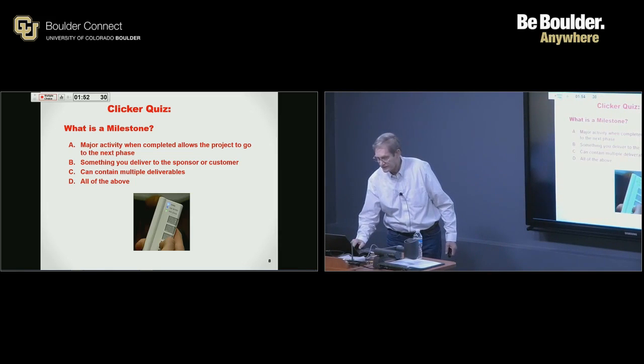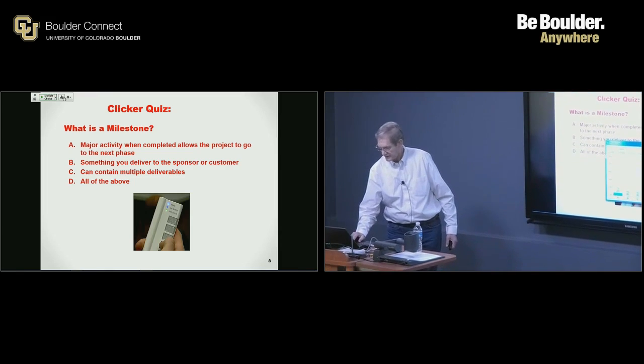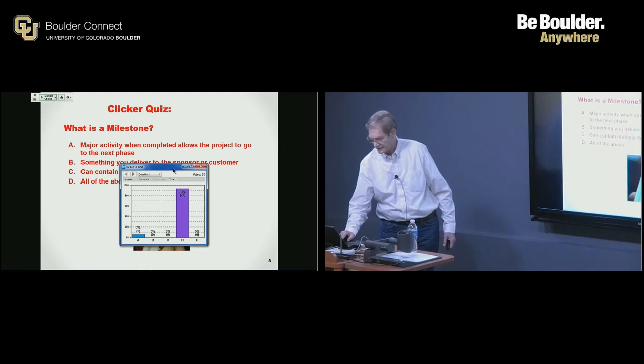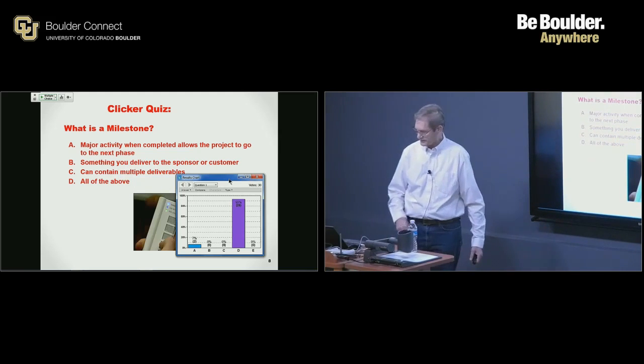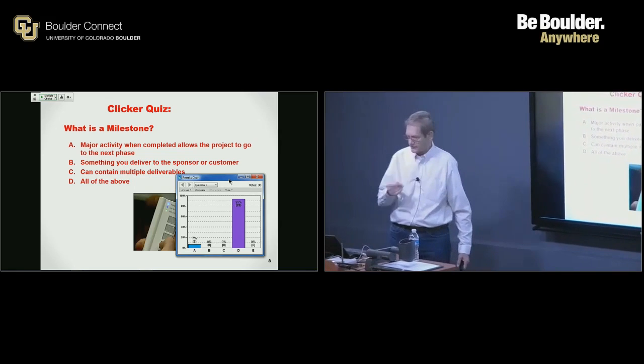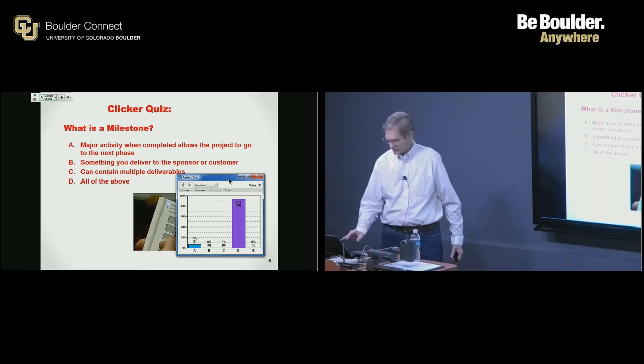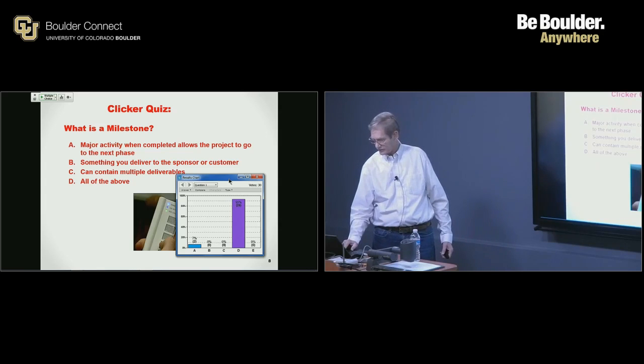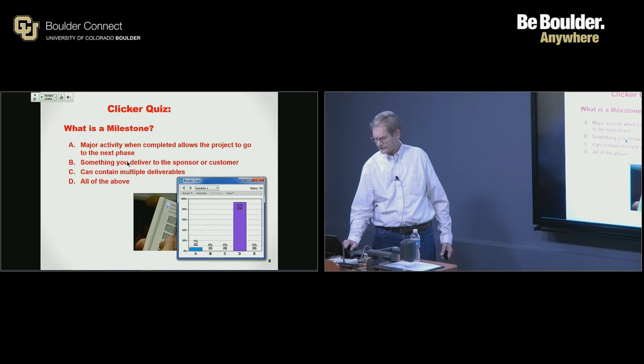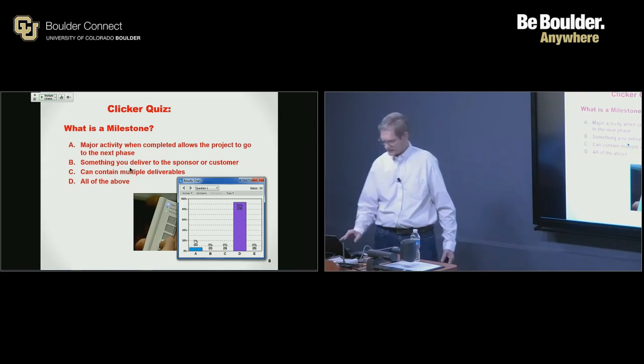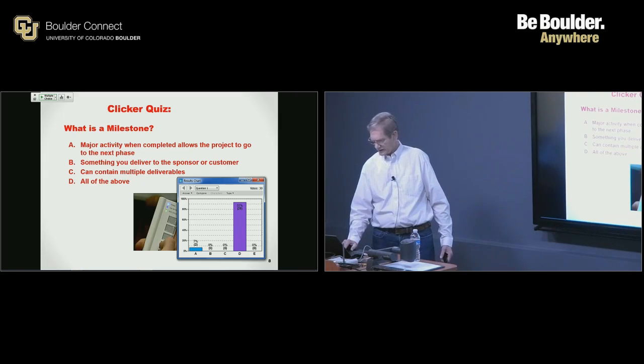So, final answer, closing. And the envelope, please. Okay, the best answer here is D, all of the above. We talked about milestones. Major activity when complete allows the project to go to the next phase. Something you deliver often to a sponsor or customer can contain multiple deliverables. Actually, B is not a very good answer. Something you deliver to the sponsor would be a deliverable. But certainly the milestone is the check mark once delivered. So best answer is D in this case.